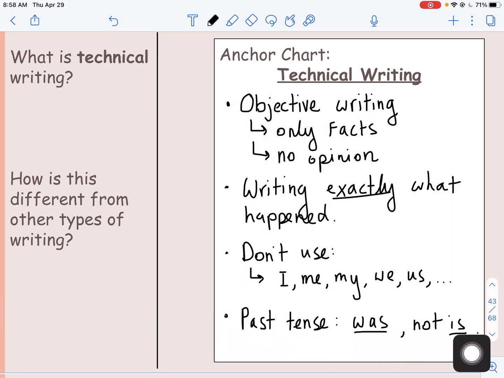I'm not really too strict about this part. I'll help you out as you're writing for this part, but make sure to not use I, me, my, we, us in your writing. And I'll help you as well figure out how to do that. But for now, just make sure you have this written down, and we're going to go through an example.